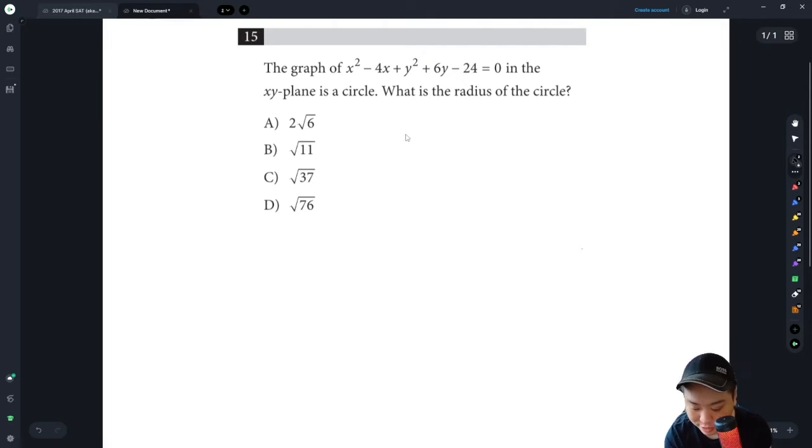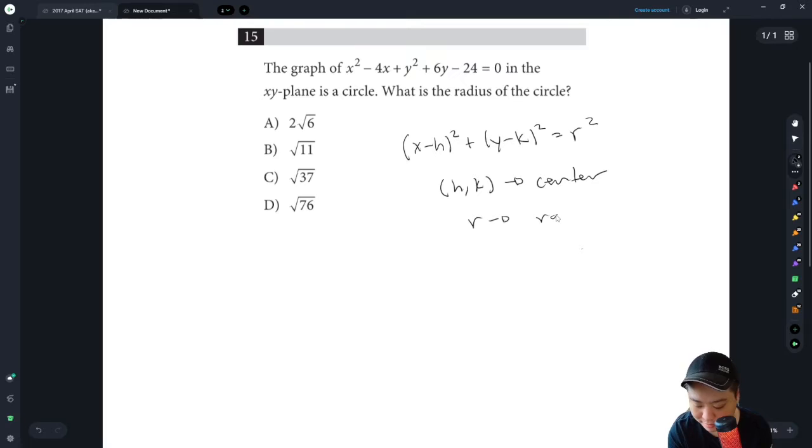The equation of the circle is (x minus h) squared plus (y minus k) squared is equal to r squared, where (h, k) is the center of the circle and r is the radius. You're going to want to be careful because on the right hand side it's r squared. So whatever that value may be, you're going to want to square root it to determine the radius.